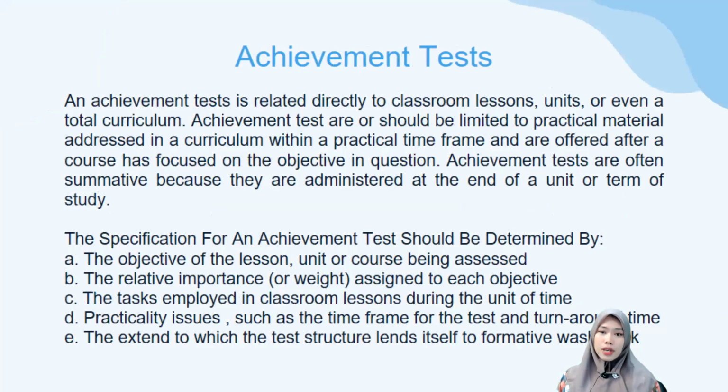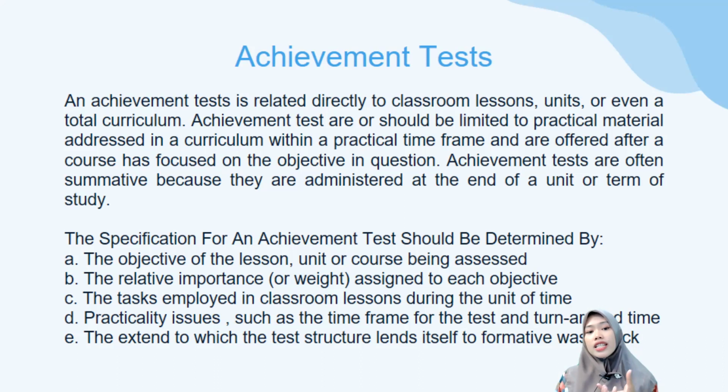Next, achievement test. An achievement test is related directly to classroom lessons, units, or even to a total curriculum. Achievement tests are, or should be, limited to particular material addressed in a curriculum within a particular time frame and are offered after a course has focused on the objectives in question.